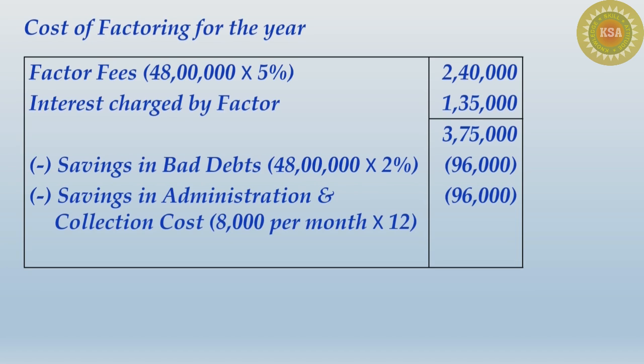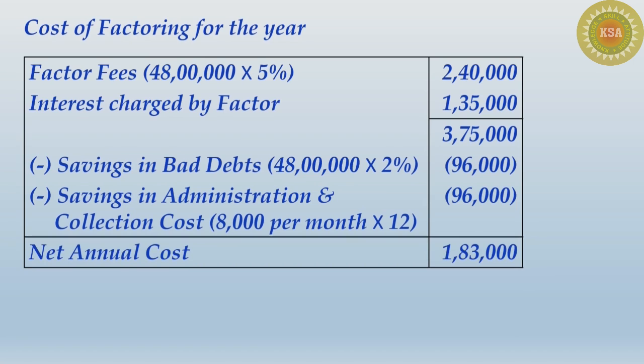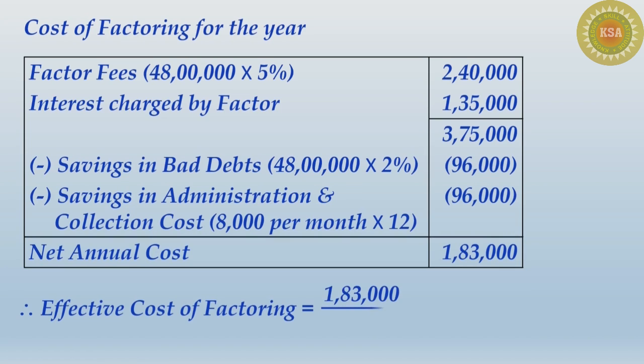So when you subtract these savings, the net annual cost comes to 1,83,000, and that net annual cost is for the advance of 9 lakhs, and the cost of factoring on effective basis will be 1,83,000, the net annual cost divided by the net amount advanced by the factor, that is 9 lakhs. So 1,83,000 divided by 9 lakhs into 100 gives you 20.33% per annum.